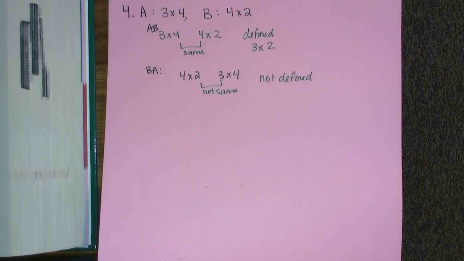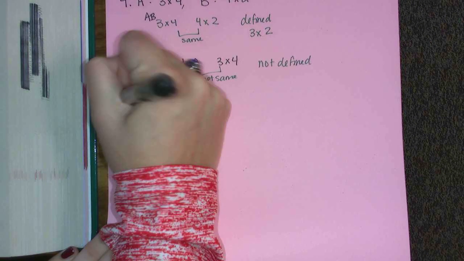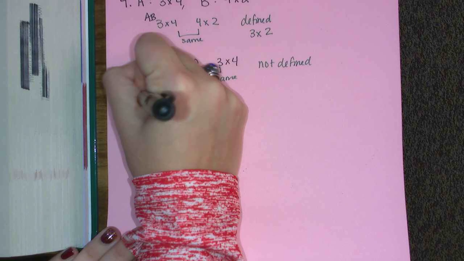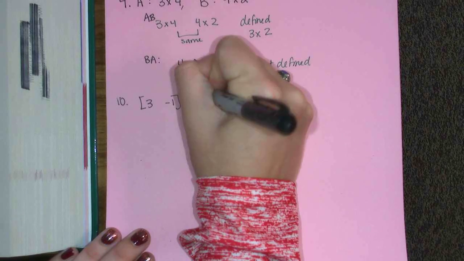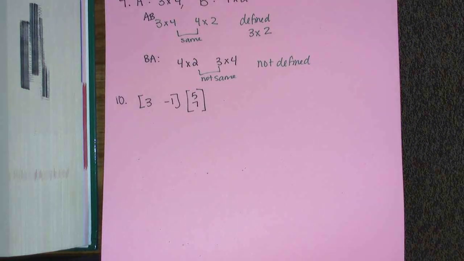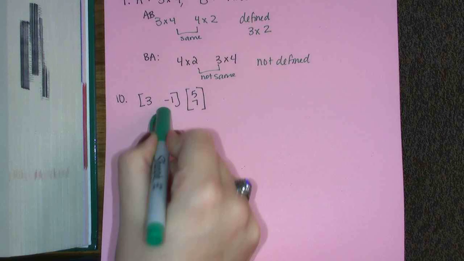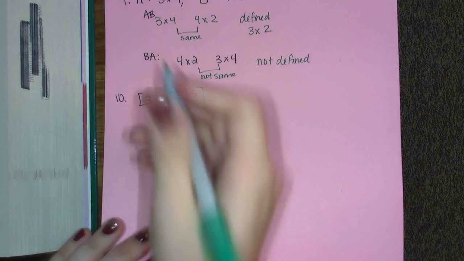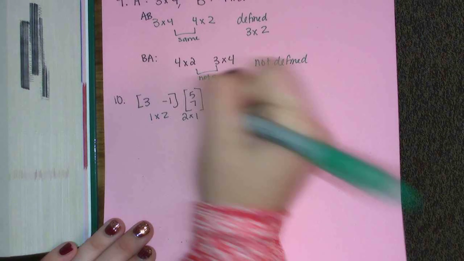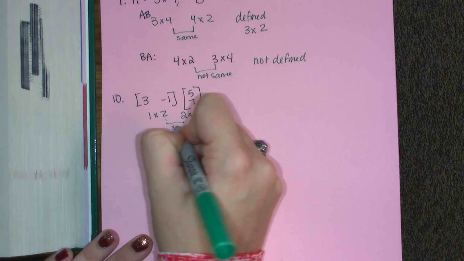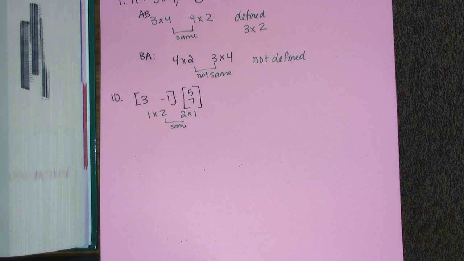Alright, so we're going to go down into multiplying the matrices. So, starting with an easy one, we have 3 and -1, and we have then 5, 7, like that. So what are my dimensions of this? What is the dimension of this one? 1 by 2. And this one? 2 by 1. These are the same. So what is my resultant going to be? A 1 by 1.